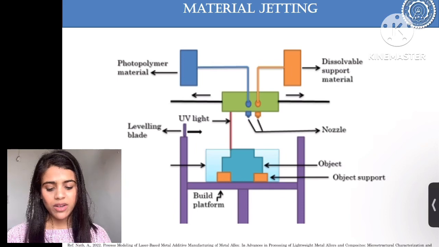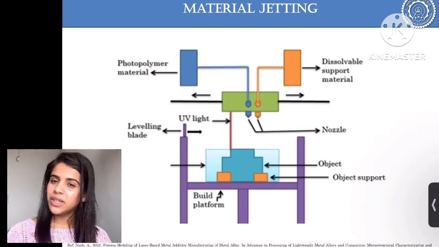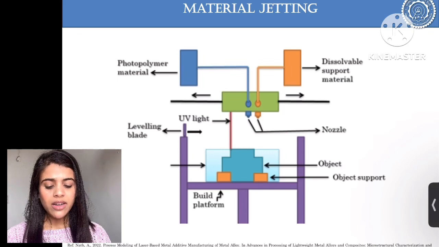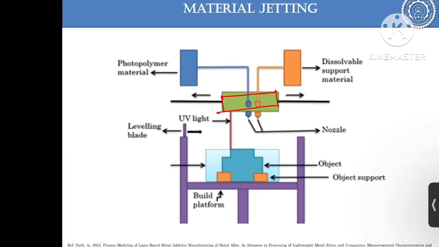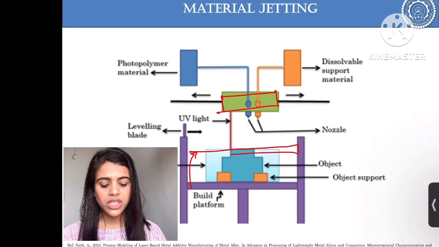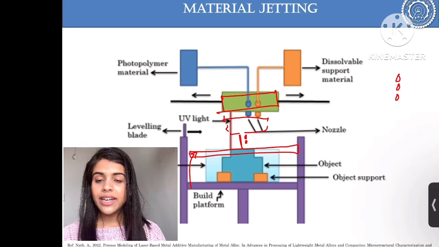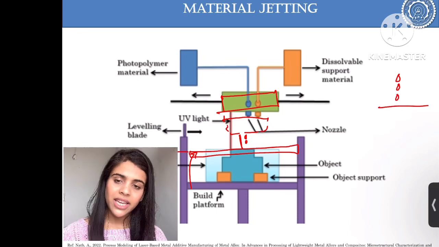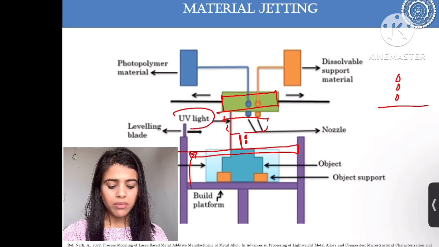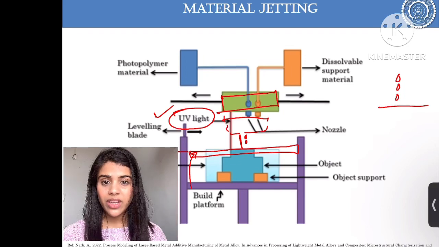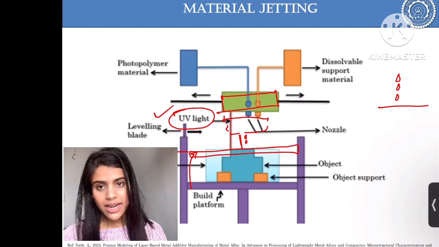So in the material jetting process, polymer-type materials are used. This is not capable of printing metal parts. The material will come through the nozzle. This build platform will be at the uppermost position, the nozzle will be at the lowermost position. The nozzle will deposit the part in droplet form. The UV light is used for curing. Again, the droplet is depositing over the platform. So we need something to cure the droplet so that it will solidify very soon. So UV light is used.